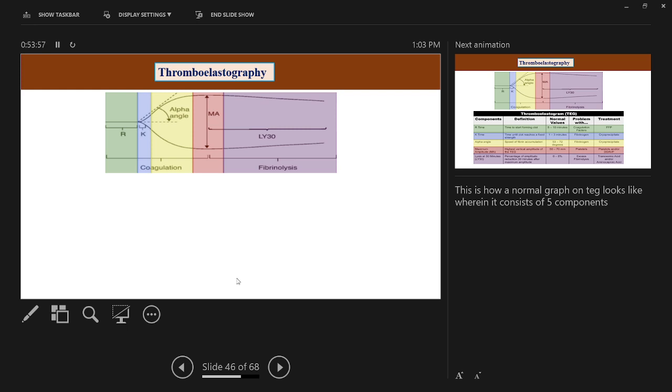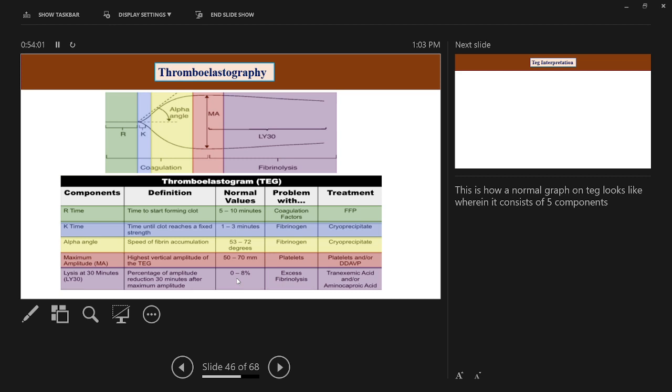In thromboelastography, this is the graph that is obtained, and it has certain components: the R time, K time, alpha angle, maximum amplitude, and lysis at 30 minutes. The R time is the time to start forming a clot, and the normal value is between 5 to 10 minutes. A problem with coagulation factors can lead to a delayed R time. The K time is the time until the clot reaches a fixed strength, and the normal value is between 1 to 3 minutes. A problem with fibrinogen can cause a delay in the K time.